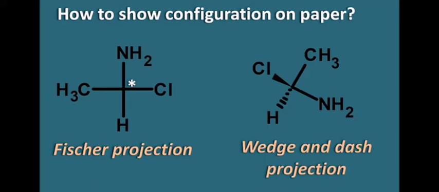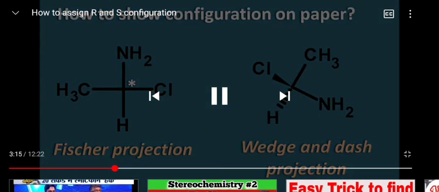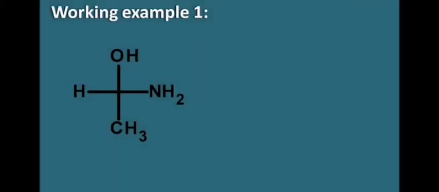So according to this projection, one of the groups is towards the viewer and another group is away from the viewer, and 2 other groups are within the plane. We can use either of these 2 projections to indicate the stereoactivity of the compounds. So in this video, we will see how we can assign the R and S configuration, using either the Fischer projection or the wedge and dash projection. Here the stereoactive center is attached to 4 different groups.